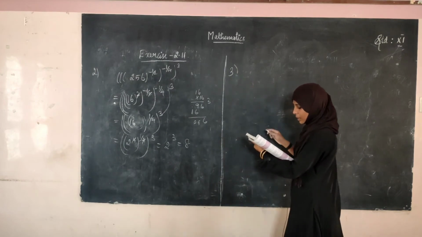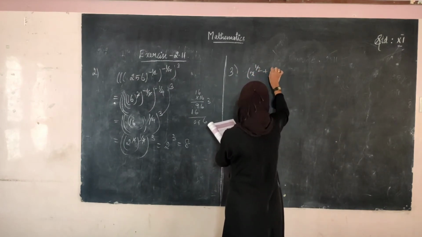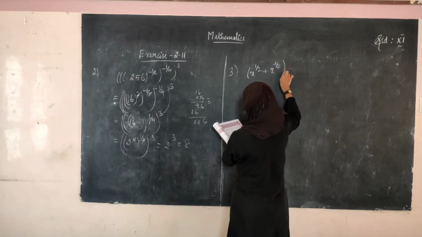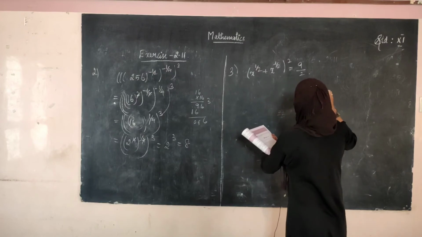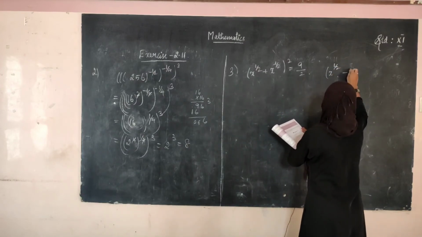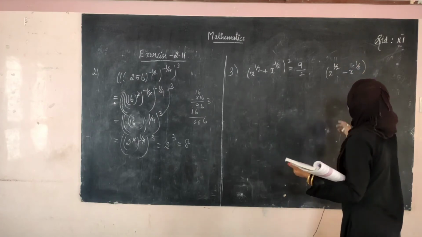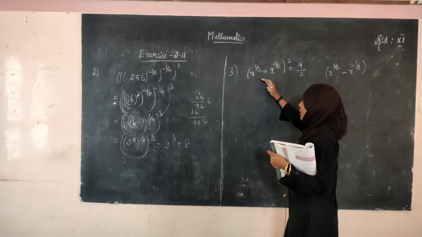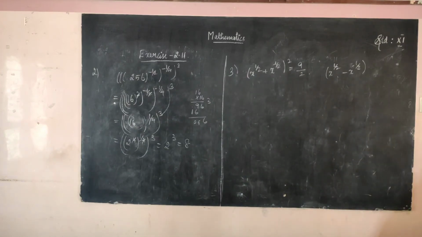If x power 1 by 2 plus x power minus 1 by 2, the whole square, is equal to 9 divided by 2, find the value of x power 1 by 2 minus x power minus 1 by 2. We have to find the value of this. They have given x power 1 by 2 plus x power minus 1 by 2, the whole square, is equal to 9 divided by 2.